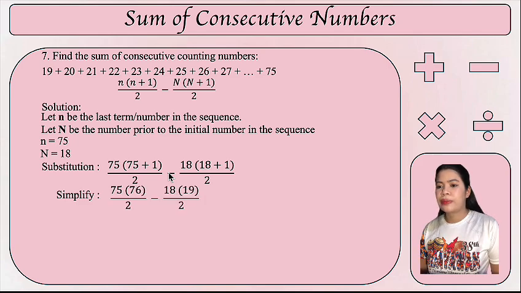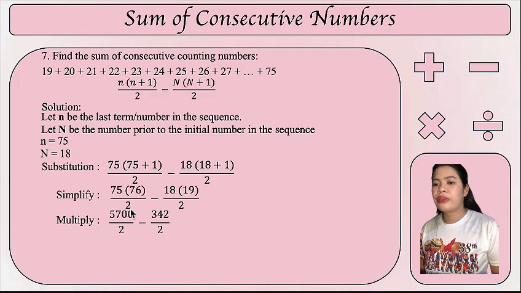Now we are going to simplify by adding these numbers. 75 plus 1, we are getting 76. Then 18 plus 1, we are getting 19. So next step, we are going to multiply these numbers. 75 multiplied by 76 is equal to 5,700. Then 18 multiplied by 19, we are getting 342.